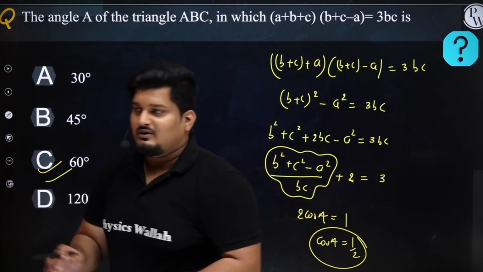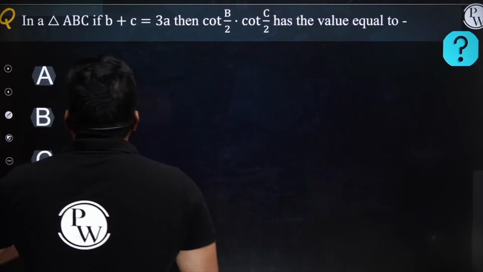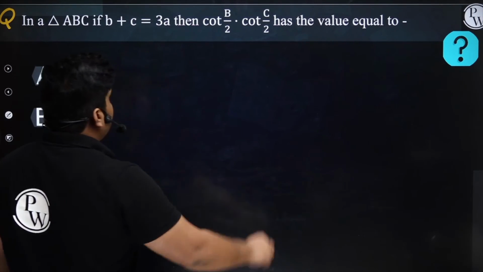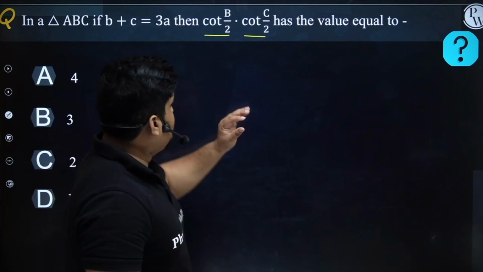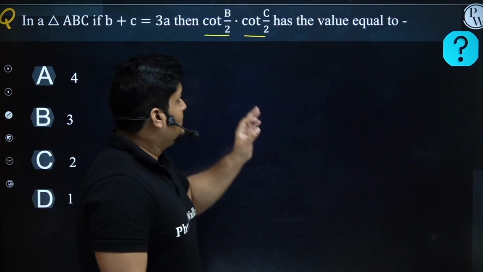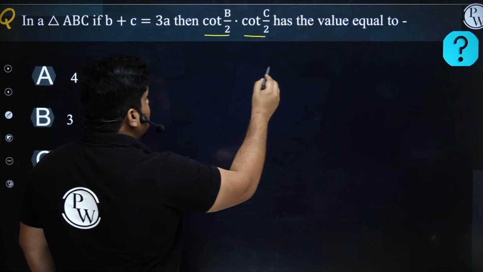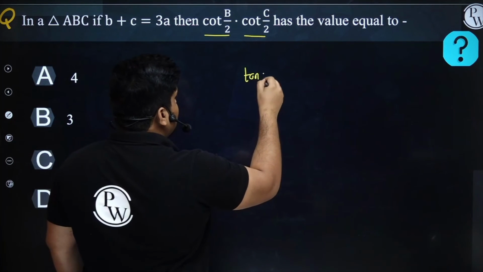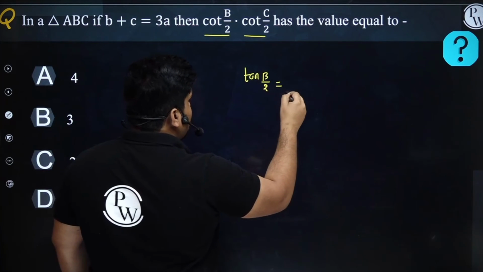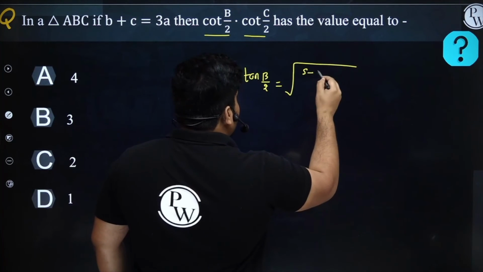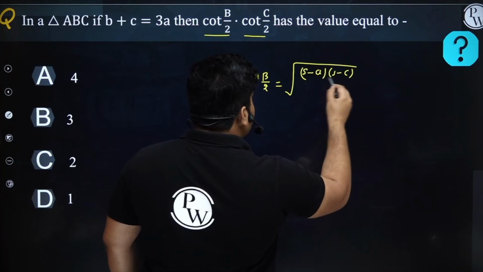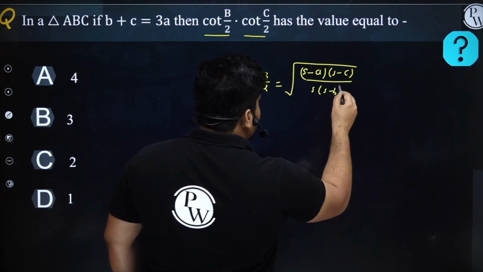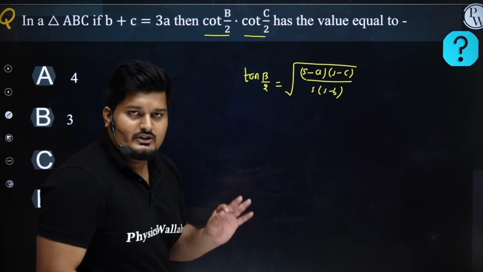Clear? Let's solve next. So triangle ABC, B plus C is 3A. Then cot B by 2 into cot C by 2 has the value. So we'll use B plus C equals 3A later on. First let's see cot B by 2, cot C by 2. So what is tan B by 2, guys? Tan B by 2 is the square root of (S minus A)(S minus C) divided by S into (S minus B). This is tan B by 2 in terms of half angle.